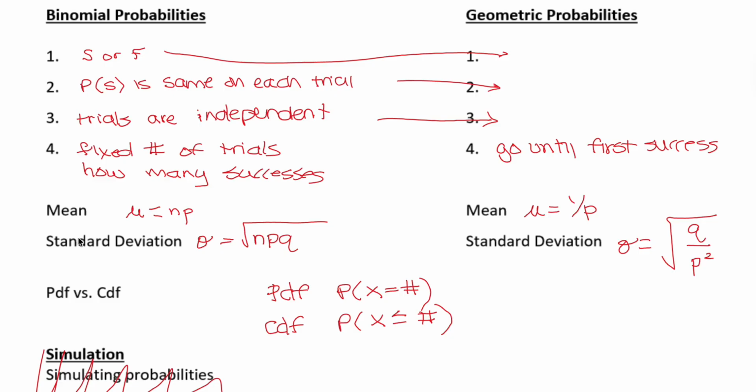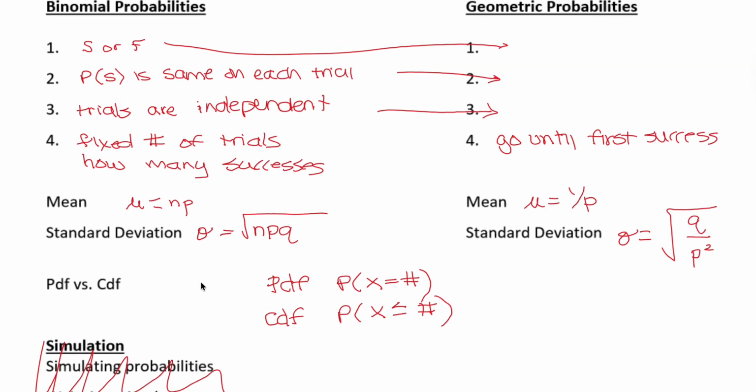For mean and standard deviation of these two: for binomial, the mean is n times p, and the standard deviation is the square root of npq, where q is 1 minus p. The mean for geometric is 1 over p, and the standard deviation is the square root of q over p squared, or 1 minus p over p squared.